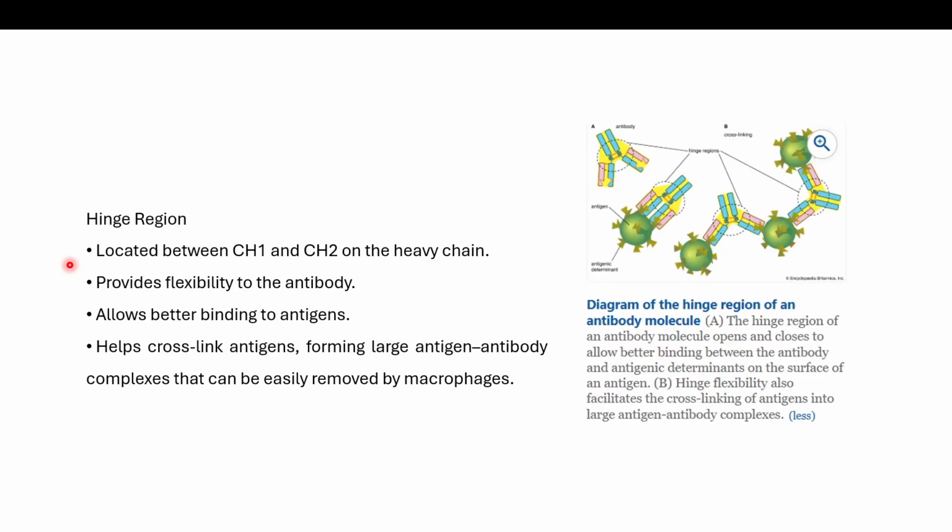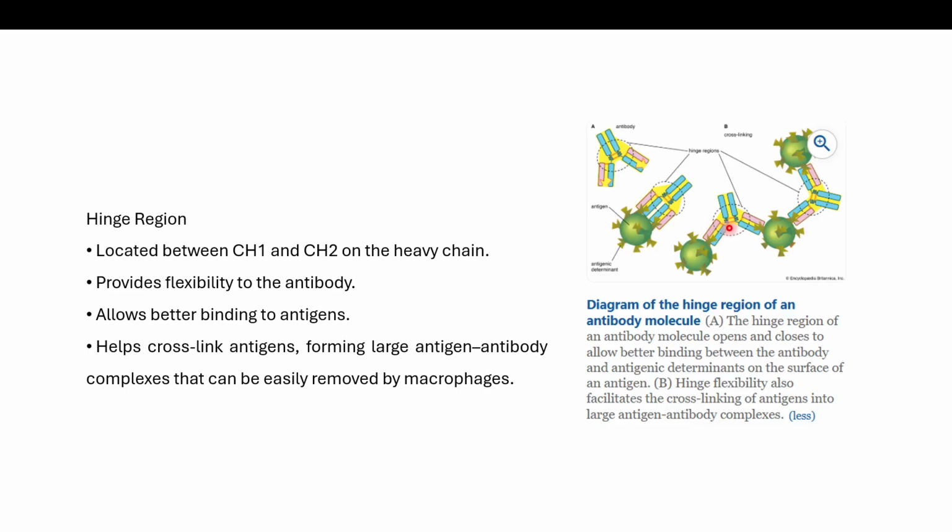Then there's the hinge region, this area, where the fork opens up. So this is called the hinge region, and you have this tail part here. And this hinge region is actually located between CH1 and CH2 on the heavy chain. This blue one is the heavy chain. So this was CH1, the next one was CH2 here. So this hinge part is actually located at this region.